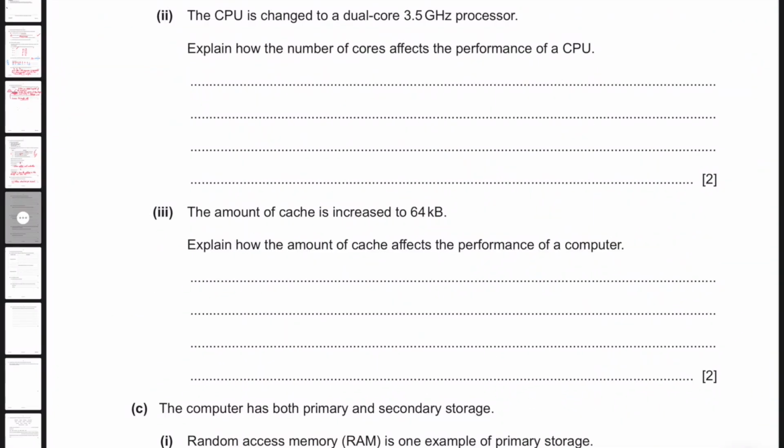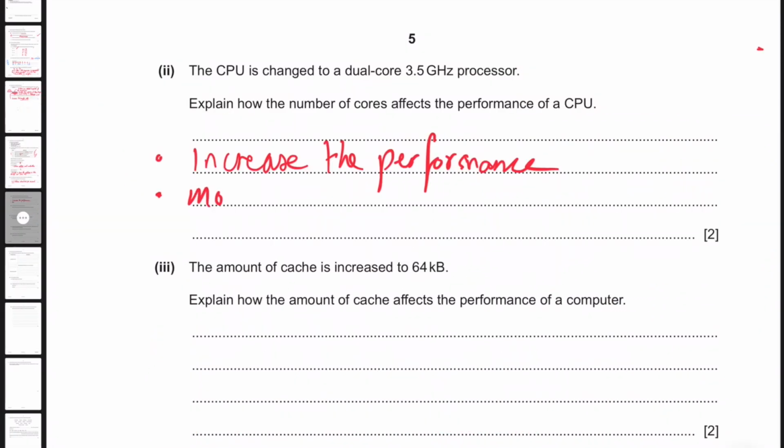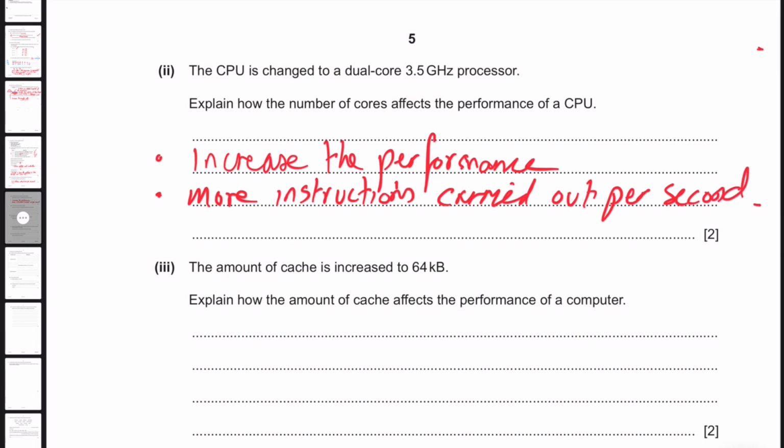Question 5. The CPU is changed to a dual-core 3.5 GHz processor. Explain how the number of cores affects the performance of the CPU. It increases, obviously, the performance. Okay, and then if I go back to the other part, up here, okay, more instructions carried out per second. Okay, sort of same thing, but there we go.